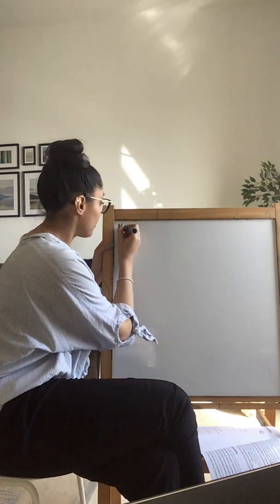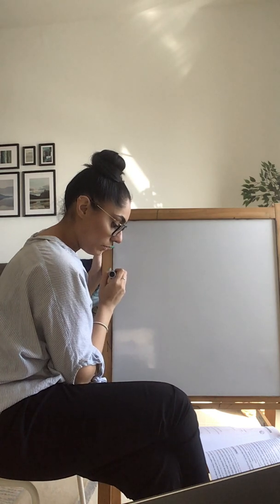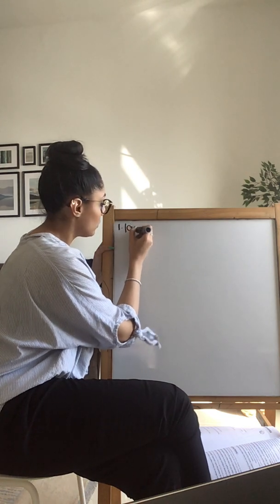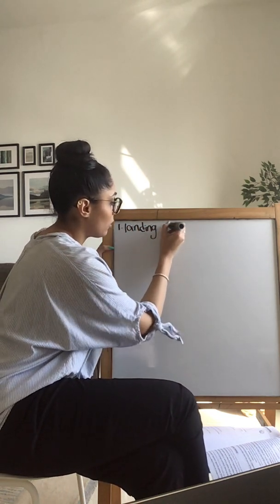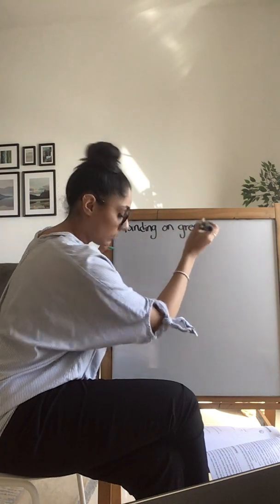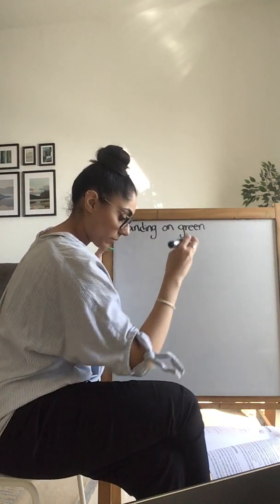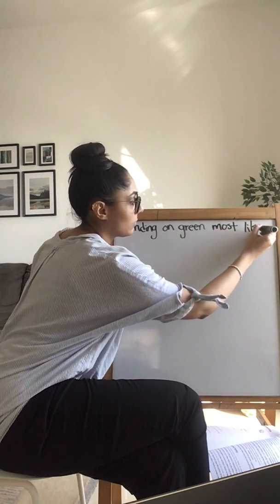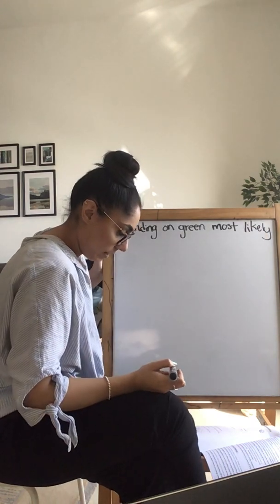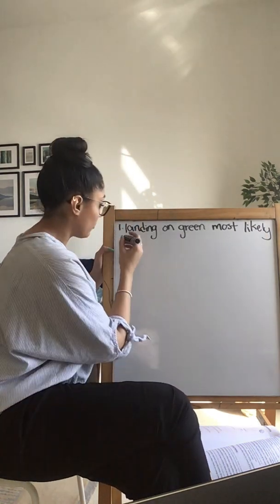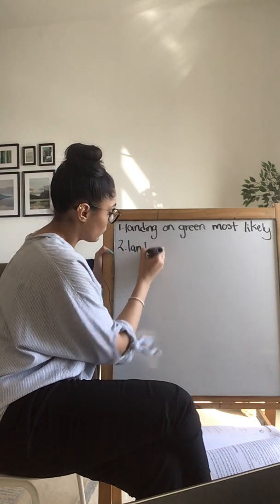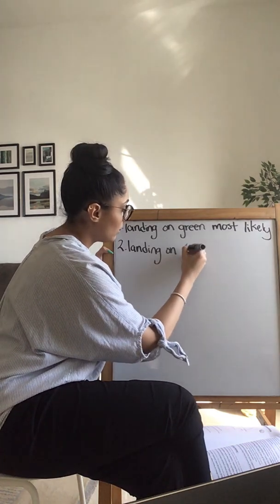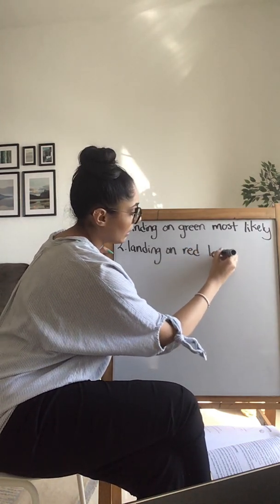Okay, requirement 1, maybe I'll do 2 or 3. Landing on green, most likely, right? Yeah, let's say that. Then we could number 2, landing on red, least likely.